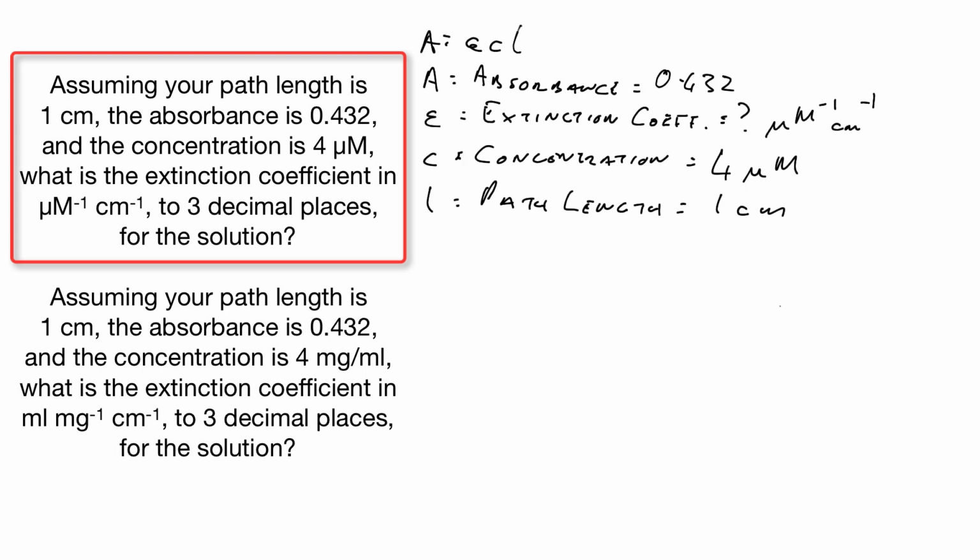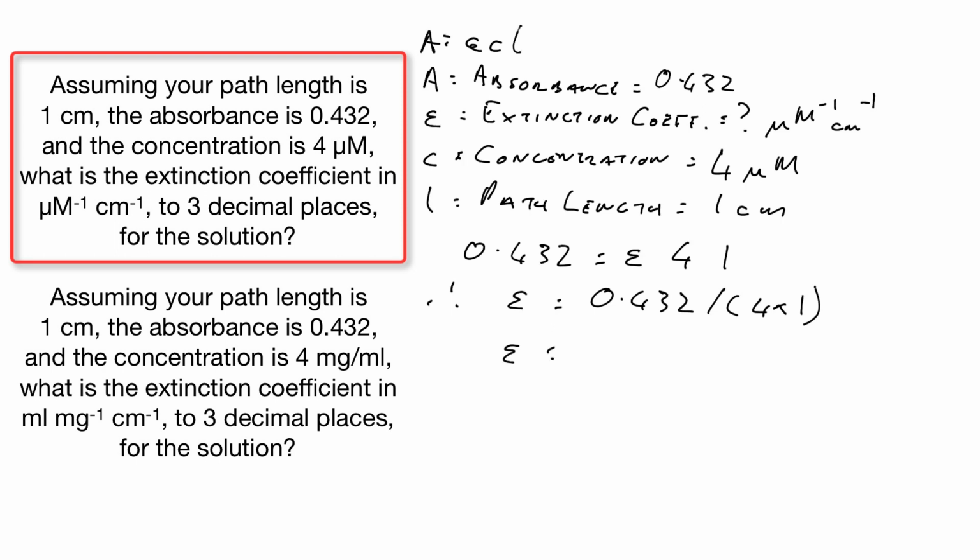If we substitute these values into the equation, we get 0.432 is equal to the extinction coefficient, the thing we are trying to calculate, multiplied by the concentration, which is 4 micromolar, multiplied by the path length, which is 1 centimetre. Therefore, rearranging for the extinction coefficient, we get 0.432 divided by 4 multiplied by 1. Therefore, the extinction coefficient is equal to 0.108 per micromolar per centimetre. And that is how we calculate the extinction coefficient in question 1.